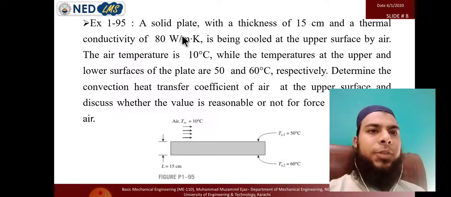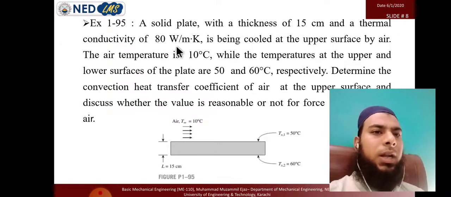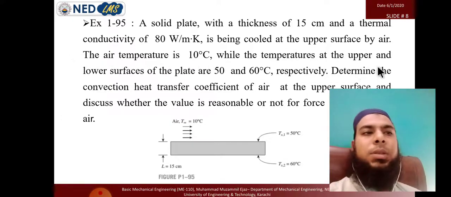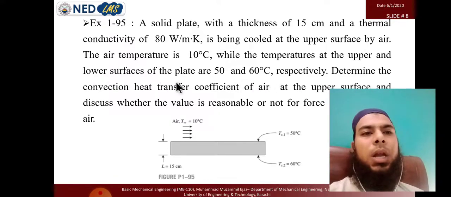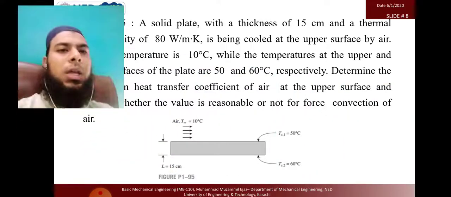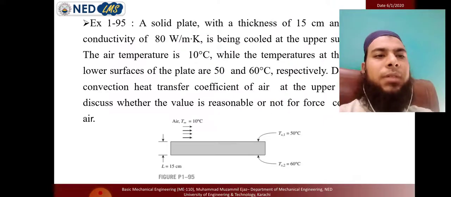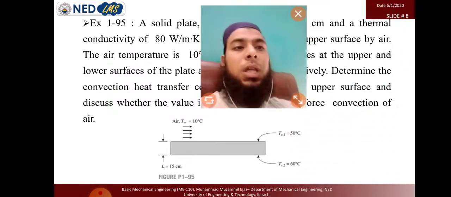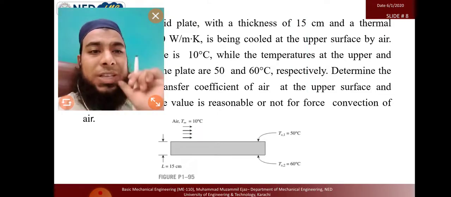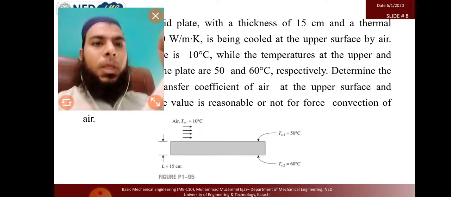Example 1.95. A solid plate with a thickness of 15 centimeters and a thermal conductivity of 80 watt per meter Kelvin is being cooled at the upper surface by air. The air temperature is 10 degrees, while the temperatures of the upper and lower surfaces of the plate are 50 and 60 degrees respectively. Determine the convection heat transfer coefficient at the upper surface, and discuss whether the value is reasonable for forced convection of air or not.